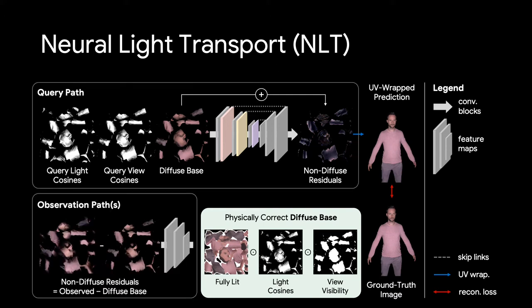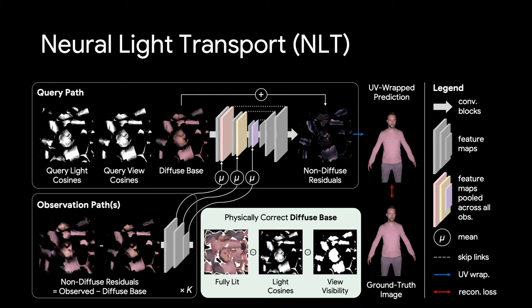Finally, we have an observation path to additionally encode what the non-diffuse residuals look like for neighboring observed lights and views. Such observation features get averaged and then concatenated back to the query path for it to decode the query view residuals.